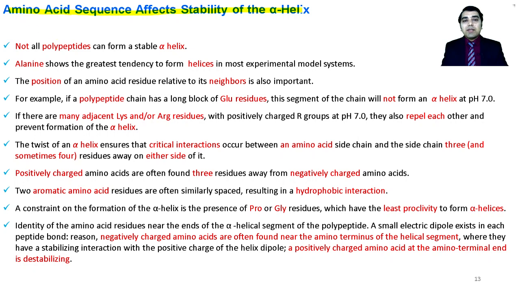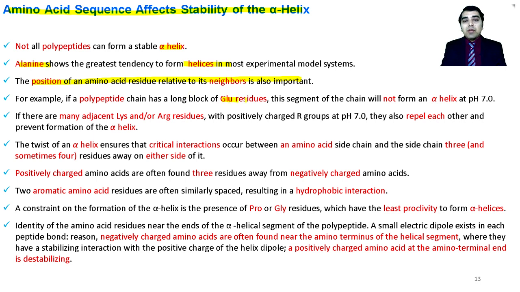Amino acid sequence affects the stability of alpha helix. Not all polypeptides can form the alpha helix. Alanine has the highest tendency to make the alpha helix. The position of the neighboring amino acid is very important while making the alpha helix.